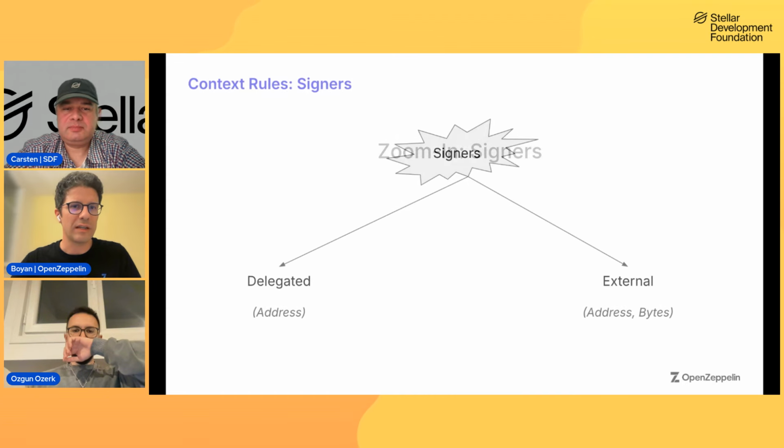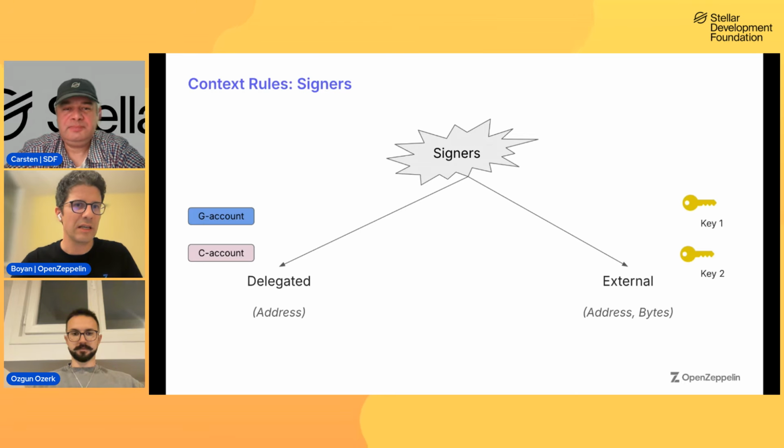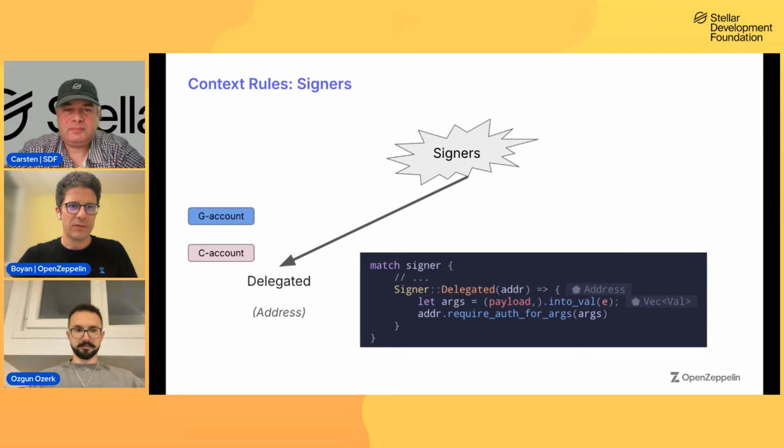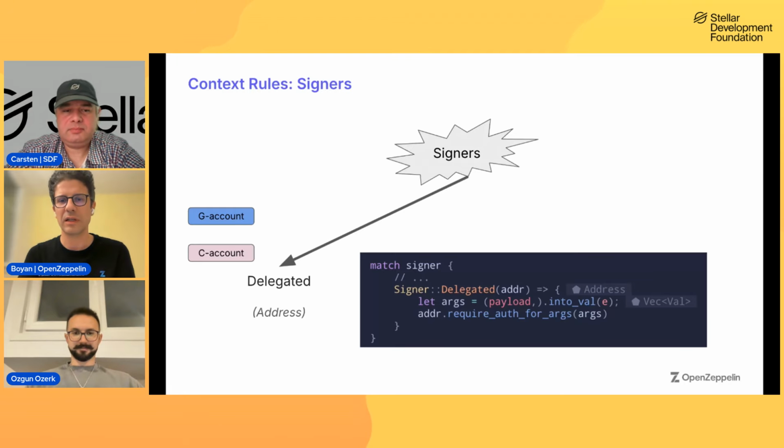Now let's zoom into signers. We have two types of signers, delegated and external. A delegated signer can be any Soroban address, G account or C account. And on the right, we group all cryptographic types of schemes or keys in the external variant. And we'll see just in a second why we call it external. But first, how the delegated signer grants an authorization. Code-wise, it's very simple. We use the built-in require_auth_for_args function.